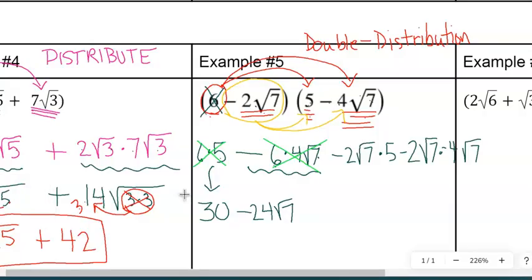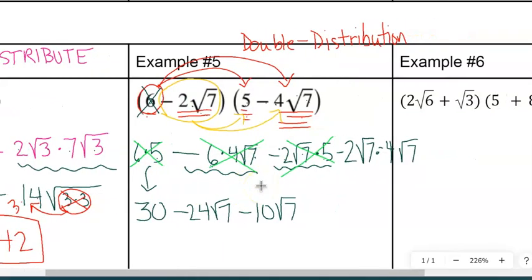The next term, we've got negative 2 times 5, and I just have root 7. So negative 2 times 5 is negative 10. The root 7 is going to stay. And the last term is probably going to be the hardest. We've got negative 2 times negative 4, which is positive 8.